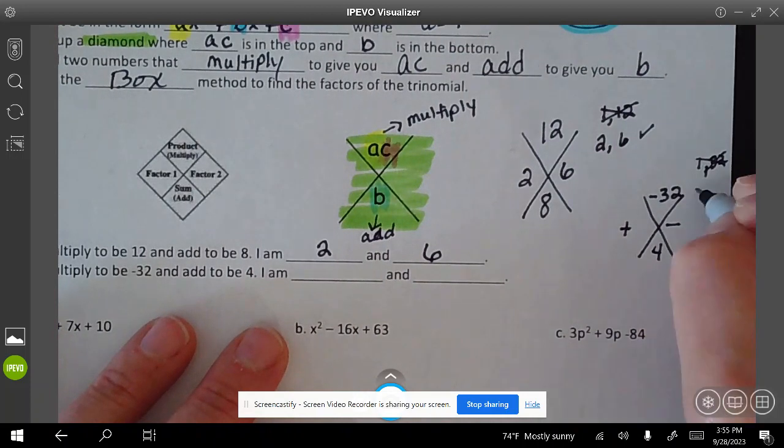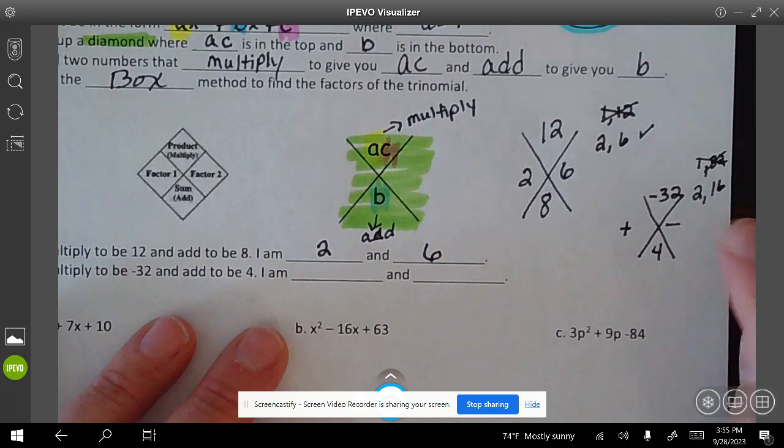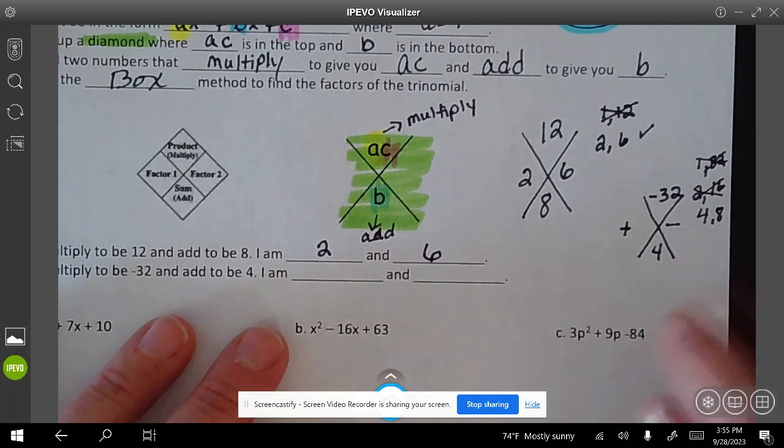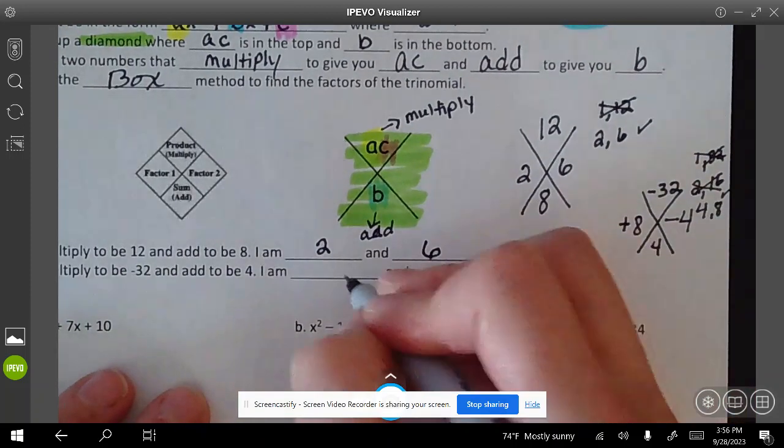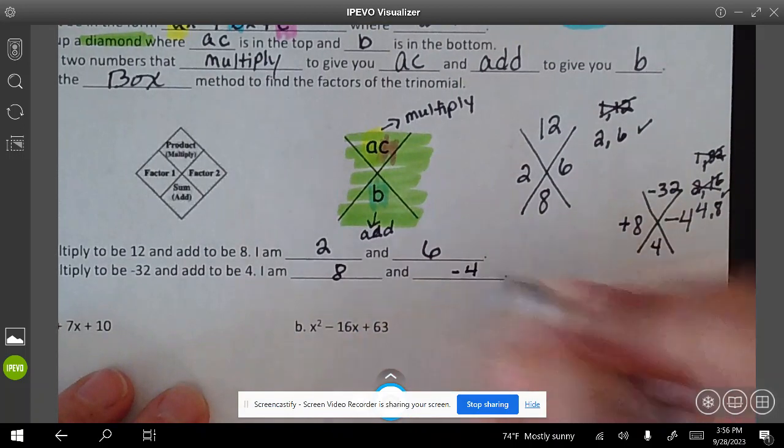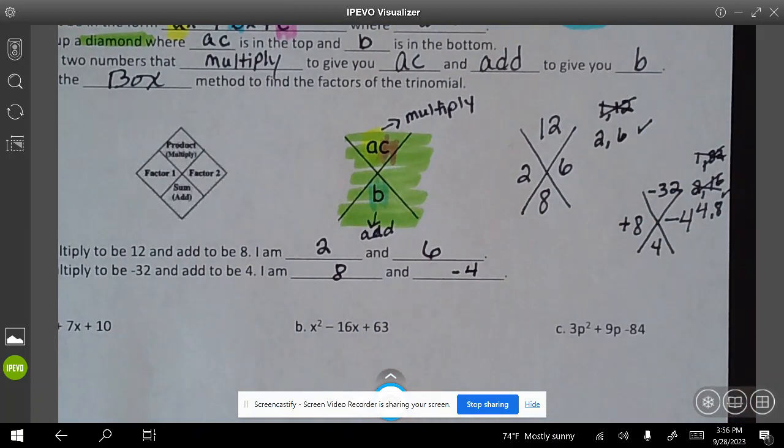Let's go to 2. 2 and 16. 16 minus 2 is 14, so that doesn't work. All right, 3 doesn't go into 32, but 4 does. 4 times 8. 8 minus 4 is 4, so that one works. This one checks. But now I've got to figure out my sign. I need a positive 4, so that means my bigger number needs to be positive. So it's a positive 8 and a negative 4 that works. So over here, we're going to put 8 and negative 4. Now we're going to practice those as we continue. If you have questions, let me know.